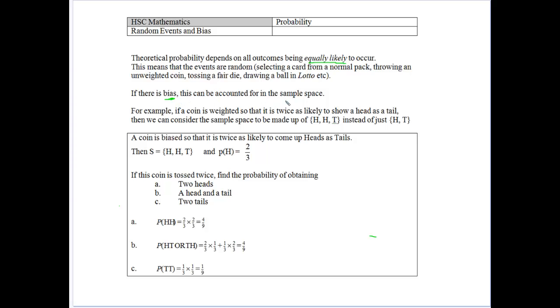Well, what we need to do then is account for that in our sample space. Now, we don't get these ones too often, but when we do, we have to account for that in our sample space. So say we've got a coin that's weighted, so it's twice as likely to show a head as a tail. In any toss, it's twice as likely to show a head than a tail. Then we can consider a head-tails situation as our sample space, instead of just saying it's going to come up a head or tail, because it's twice the chance of a head than it is for a tail.